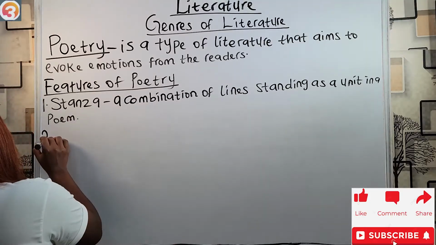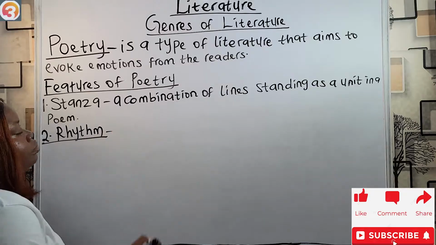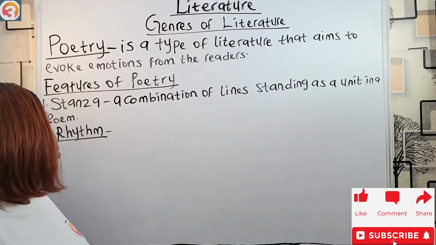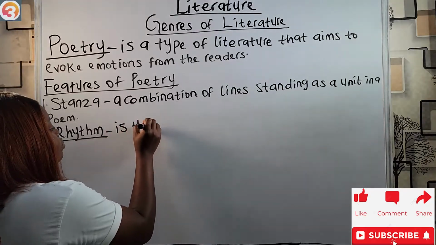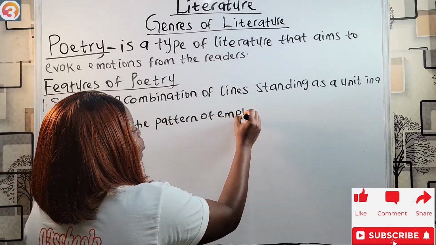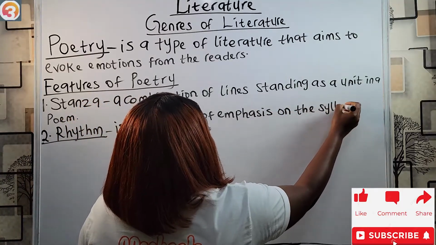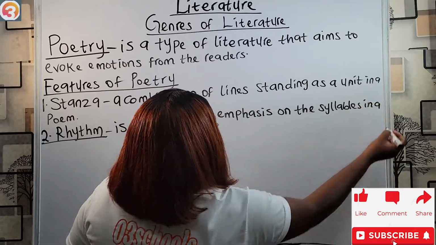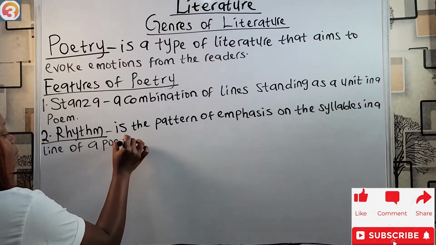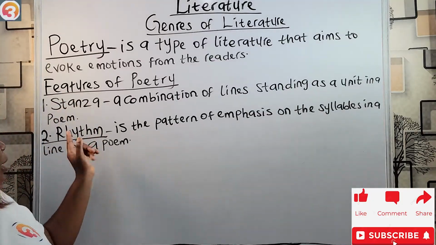Up next, we have rhythm. Rhythm has to do with the syllables in a particular line. It's the pattern of emphasis on the syllables in a line. So we are dealing with the pattern of emphasis on the syllables in a line of a poem. We are dealing with rhythm.